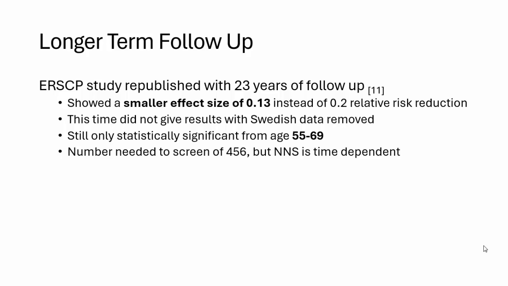The number needed to screen to prevent 1 death was 456, which sounds a lot better than 1,400, but number needed to screen is a time-dependent thing. So if you try to compare this number to the other cancer screenings that I mentioned, it's not an apples to apples comparison anymore. Most of the other cancer screening numbers I mentioned included screening over about 10 years. So now that we've got data going to 23 years, it makes this number sound a lot better than it really is.